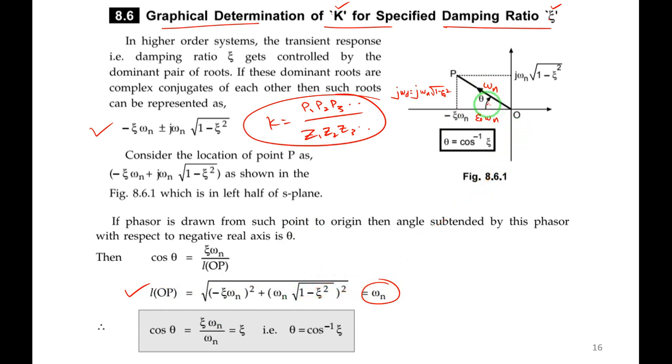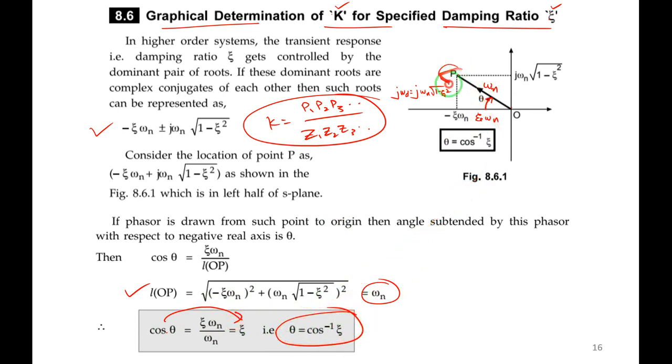Then this angle is theta. From the negative real axis we are measuring the angle, right? This is the complex conjugate root, this point P. From the complex conjugate root I will join to the origin and measure the angle theta. Cos theta is adjacent by hypotenuse. So zeta omega n by omega n is zeta, so cos theta equals zeta. Then theta equals cos inverse of zeta.